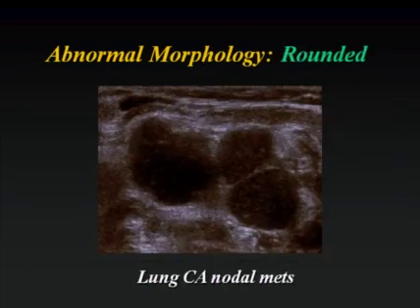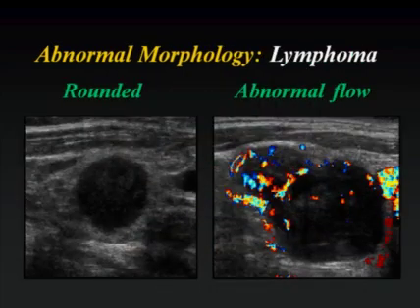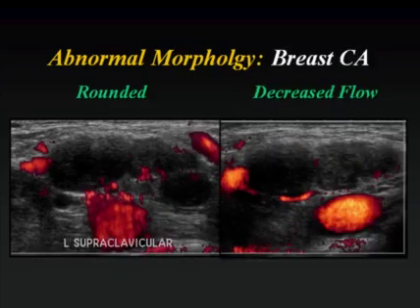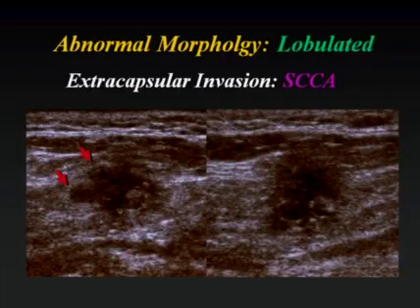Here's another patient with rounded morphologic nodes, and this was supraclavicular lymphadenopathy related to lung cancer. Other rounded nodes, we can see here with abnormal flow patterns and very rounded morphology related to lymphoma. And again, another case with rounded morphology, abnormal flow related to breast cancer. When we see marked nodularity or lobulation of the contour of the node, we have to consider that there's extracapsular invasion. That's particularly common with a lymph node such as squamous cell carcinoma.